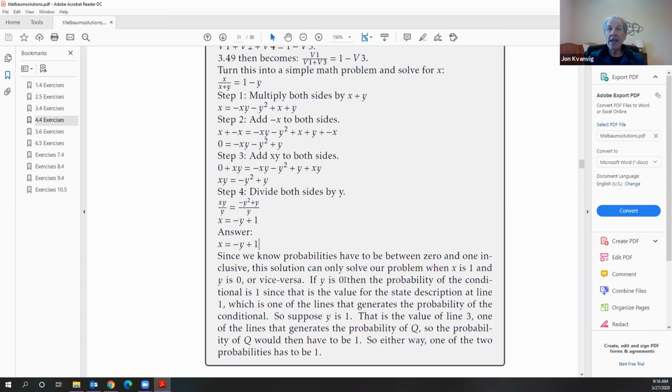If y is 0, then the probability of the conditional is 1, since that is the value for the state description at line 1, which is one of the lines that generates the probability of the conditional. So suppose y is 1. That's the value of line 3, one of the lines that generates the probability of Q. So the probability of Q would then have to be 1. So either way, one of the two probabilities has to be 1.